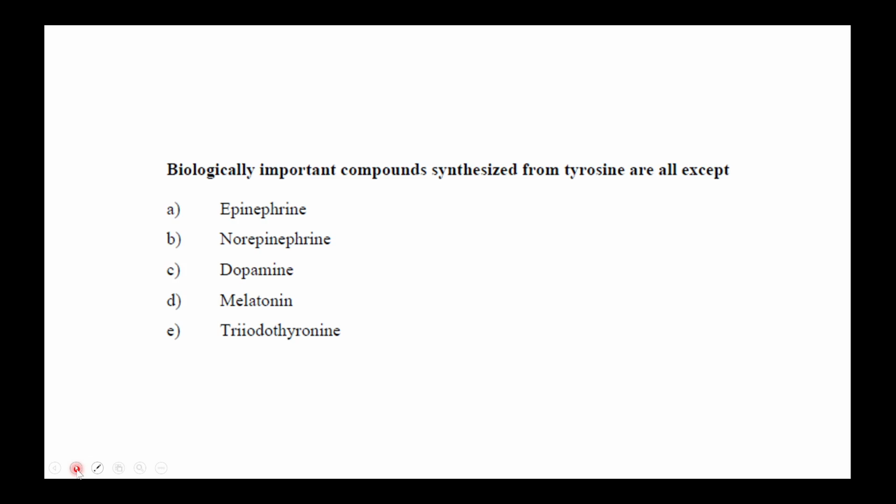You have answered option D, that is melatonin. That is the correct answer. Melatonin is synthesized from serotonin, which is synthesized from tryptophan. We will see that in subsequent questions. Melanin is actually synthesized from tyrosine. That's a pigment present in the skin that is responsible for skin coloration. So melatonin and melanin are two different compounds. Melanin is synthesized from tyrosine. Melatonin is synthesized from tryptophan. So you have to be very careful.